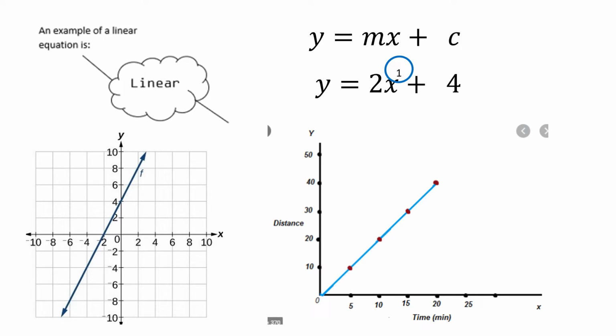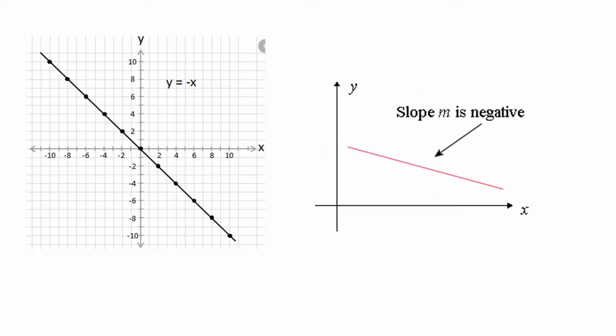Here is an example of how linear graphs are used in real life. We've got a distance time graph. If you think about it, when we're working out the gradient of a straight line graph, we are dividing the change in y by the change in x. So in this case, it would be distance divided by time, which would in fact give us speed. So the gradient of a distance time graph is speed. If our m value is negative, it is going to give us a negative gradient.